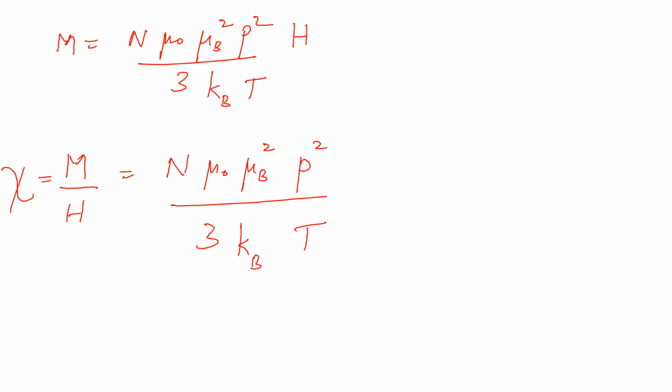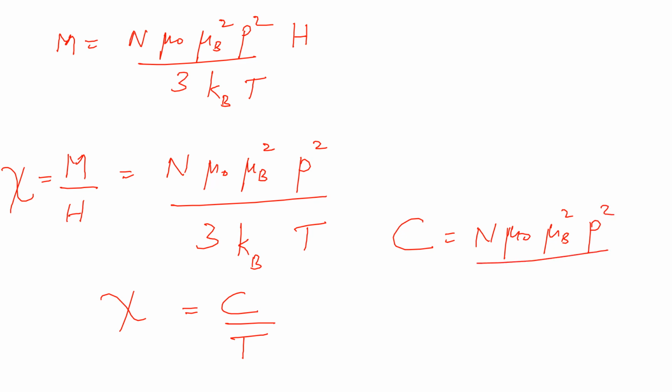So all these terms are constants, and we can write chi equal to a constant C divided by T, where C equal to N mu_0 mu_B squared p squared divided by 3 k_B. This is the Curie constant, and we got chi equal to C by T, the Curie law.